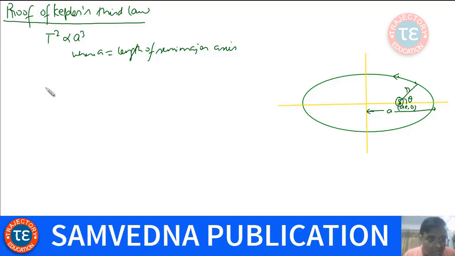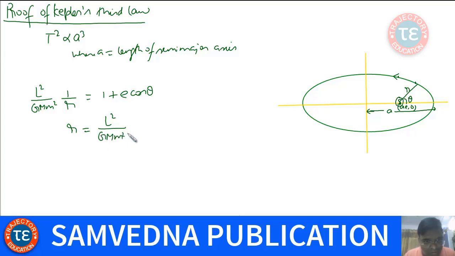So what was the equation? The equation was 1 by r equals GMm squared upon L squared into (1 plus e cos theta). So r can be written as L squared upon GMm squared into 1 plus e cos theta, right?